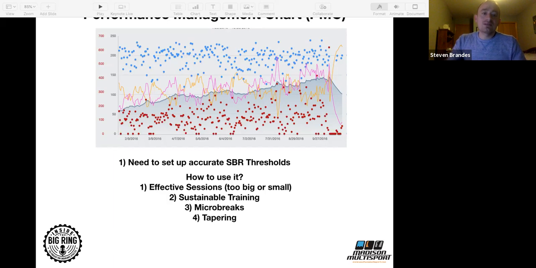So you need to set up accurate thresholds. If you don't have that, it's not accurate, okay? Effective sessions, too big or too small, sustainable training. Because you can see when this athlete had some declines, because the blue went down. The yellow goes up, the freshness factor. Yellow's freshness. Micro breaks, tapering. Are you over tapering? Are you under tapering into training? These are big things.